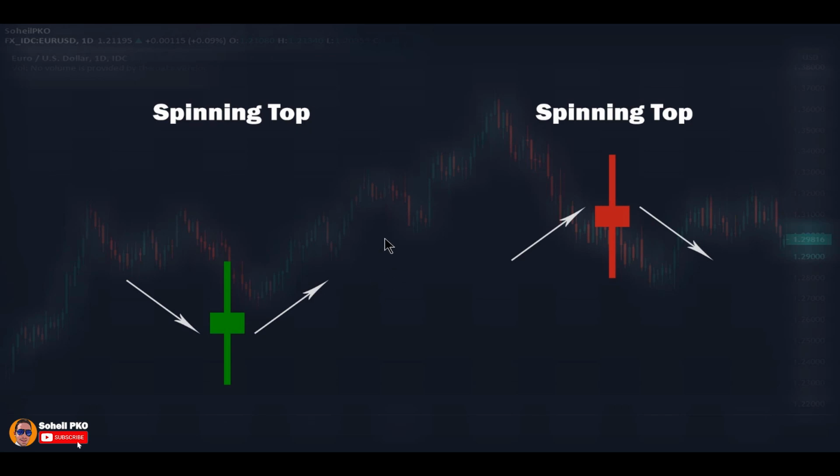Spinning tops become more important when they are parts of certain formations with other candlesticks like star patterns or harami patterns, which we will discuss in next episodes.